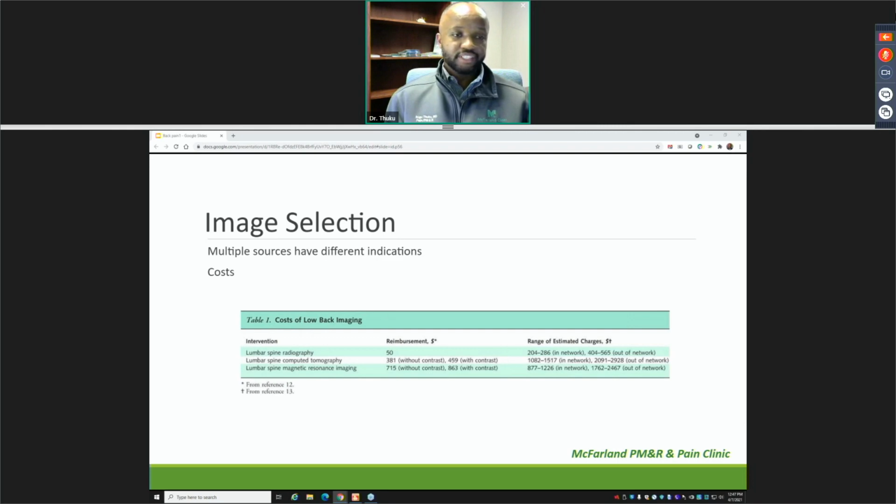So imaging is a big part of lower back pain costs because we tend to get a lot of imaging, which sometimes is patient-driven or provider-driven. You can see this is actually from an older paper. And the price, even for the X-ray, can be $200. For the CT, it can go to the thousands. Same thing with the MRIs.